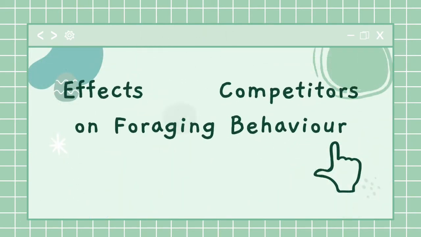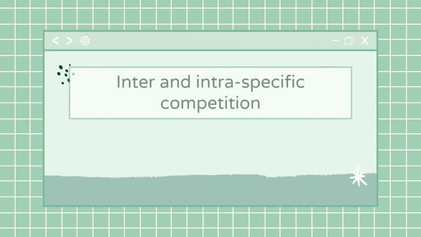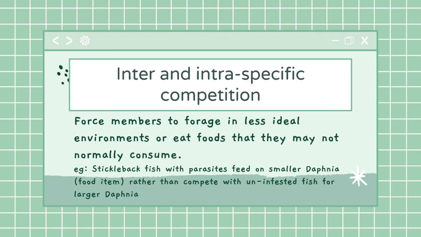What are the effects of competitors on the foraging behavior of animals? Let's look at interspecific or intraspecific competition. Animals tend to force their members or family to forage in suboptimal habitats or consume food that they do not usually consume.